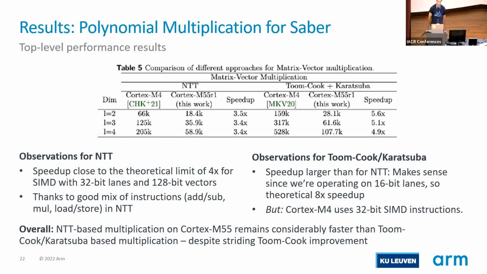So what we see for NTT is that we get a speed up of around 3.5x, which now somehow, if you see just the speed up number, maybe it doesn't mean very much, but let's put it into context. We have 128-bit vectors. We are operating on 32-bit data. It's theoretically impossible to get more than 4x speed up. So if we get 3.5, we were quite happy with that.